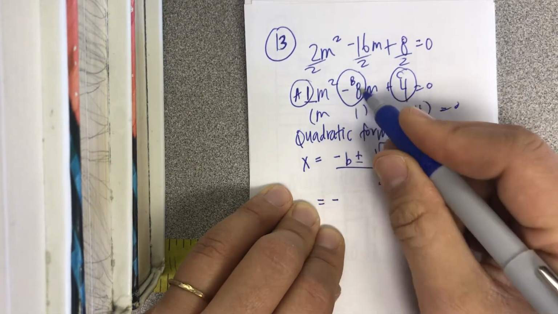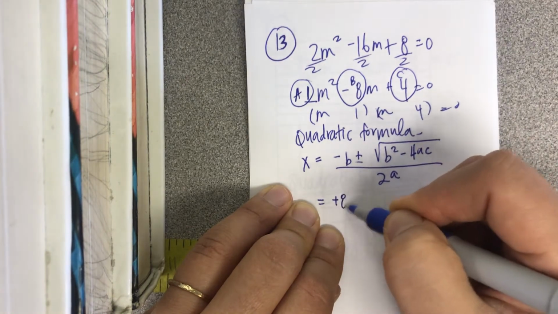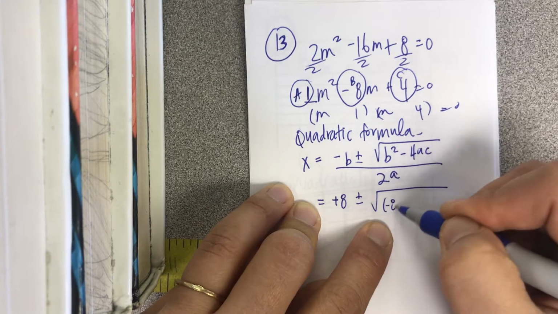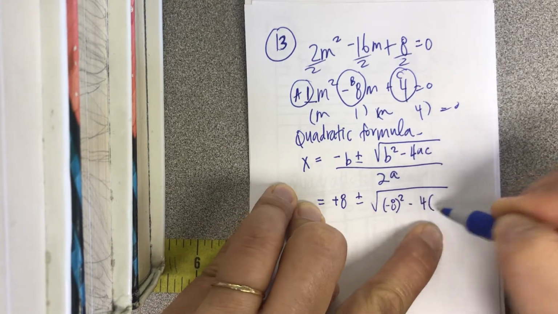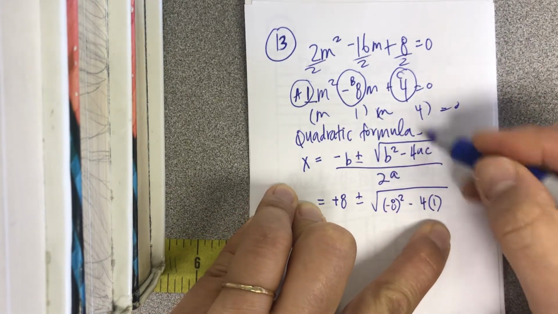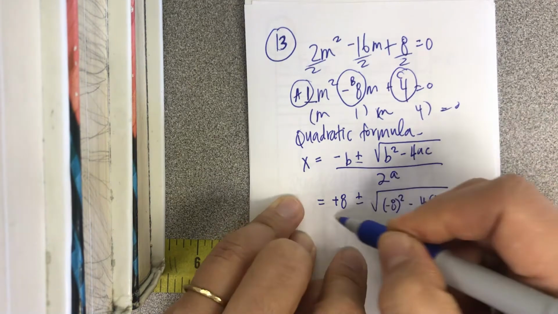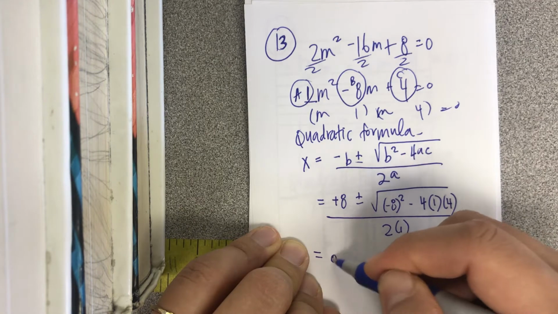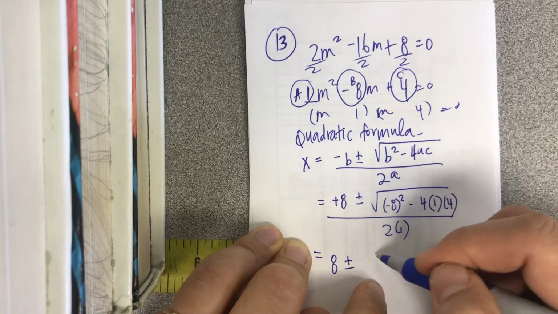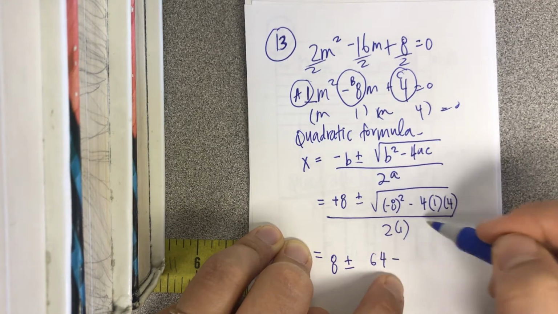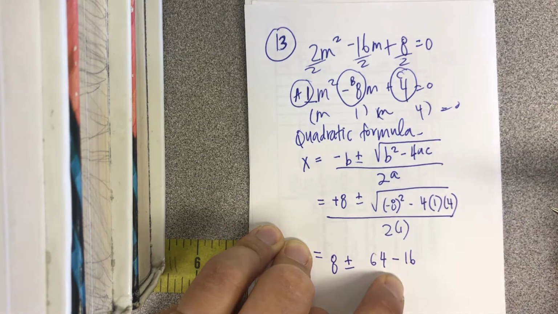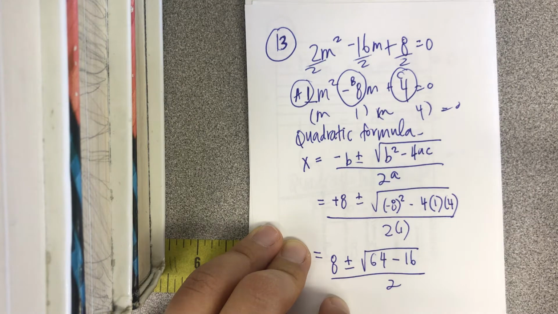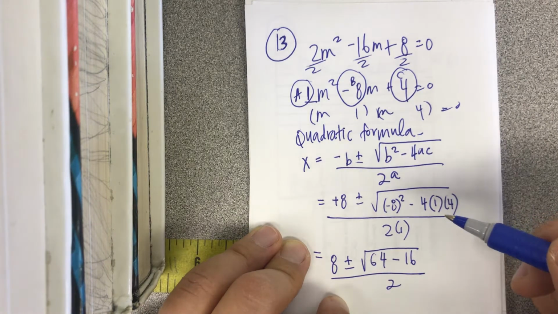Negative, but this is already a negative 8, so it's going to be positive 8 plus or minus the square root of negative 8 squared minus 4 times a, which is 1, times c, which is 4, over 2 times a, which is 1. So it's going to be 8 plus or minus the square root of 64 minus 16 over 2.